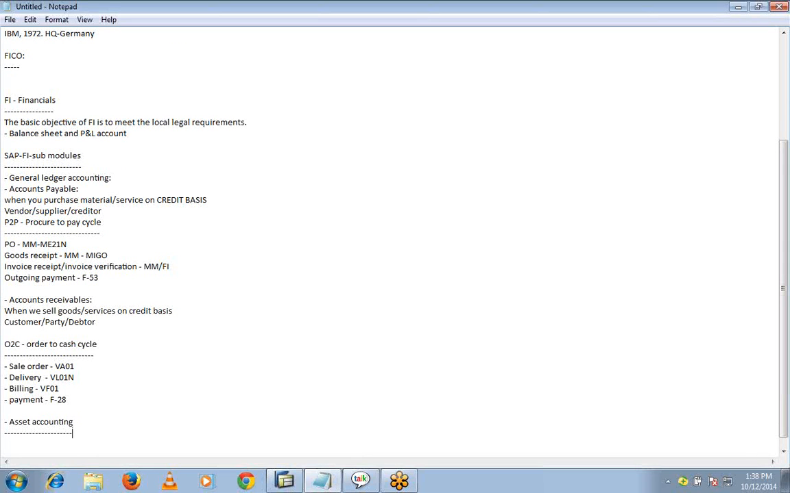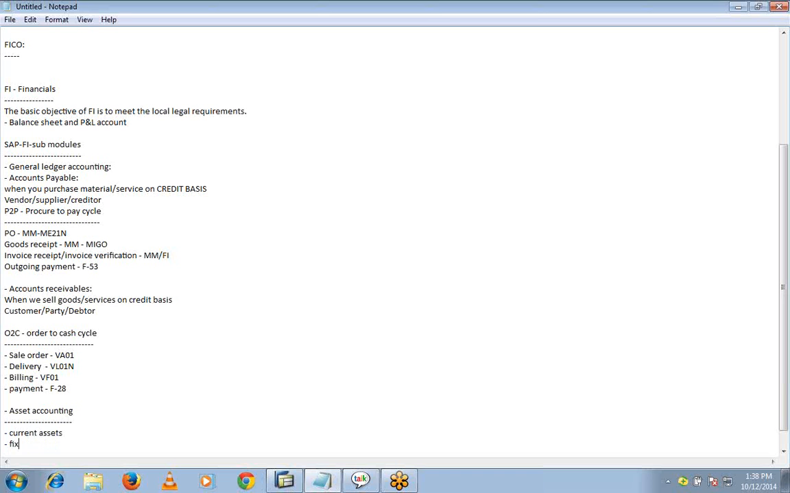Generally, in any organization, if you go and see the asset department, they can segregate n number of types. I can segregate my assets based on my requirement. But in general, assets would be of two types: one is current assets, and another one is fixed assets.